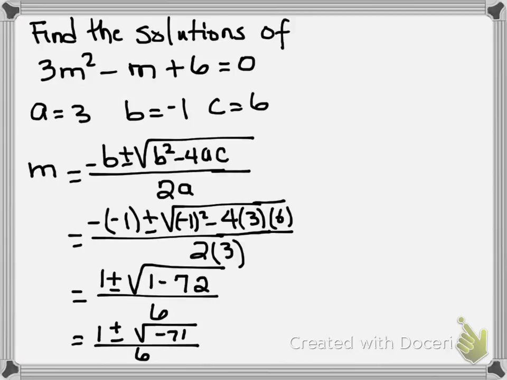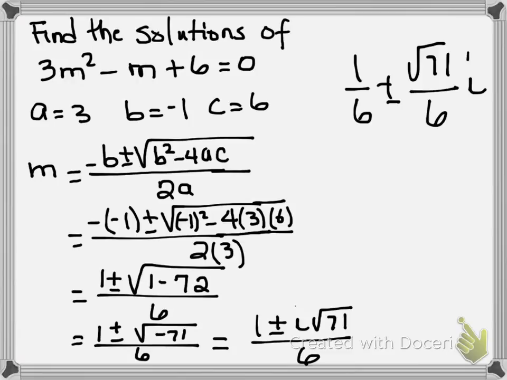Pay attention closely, see what happens. Now we have 1 plus or minus i square root of 71 over 6. Notice it was negative. Now for the negative, we have i on the outside and the square root of 71, which is positive. i is the square root of negative 1. Hence, this is your answer right there. You can see it in this form, such that it is 1 over 6 plus the square root of 71 over 6 i.